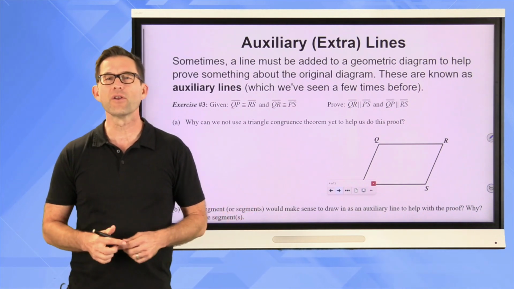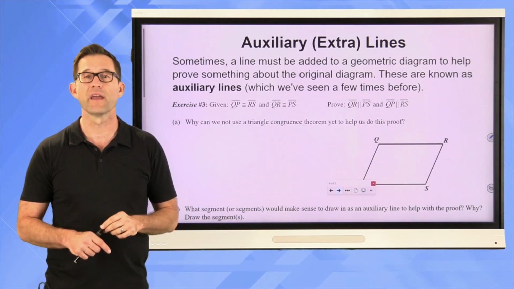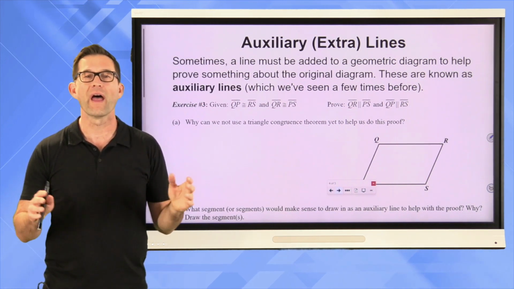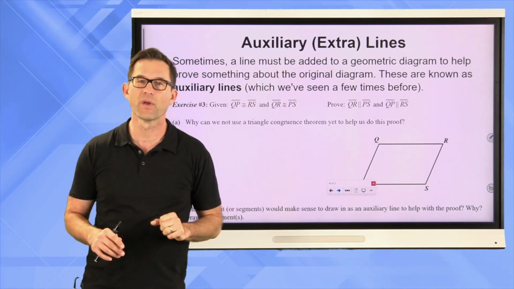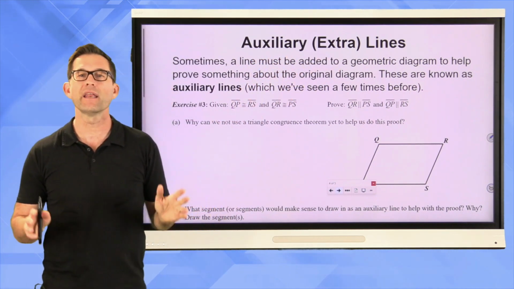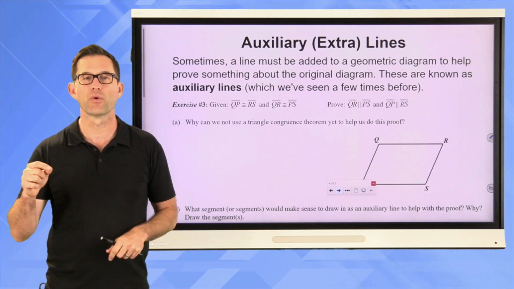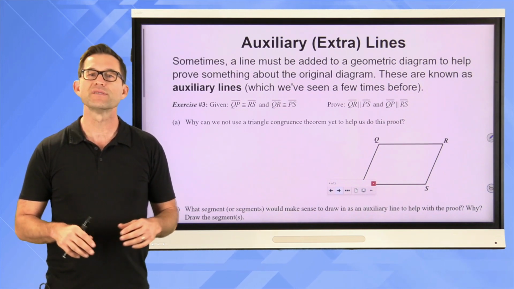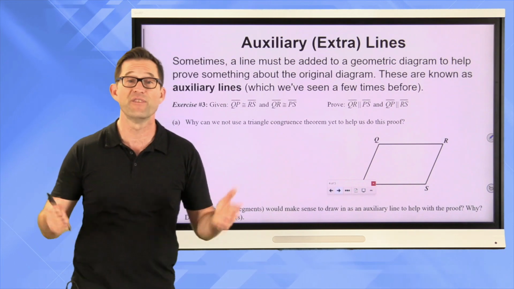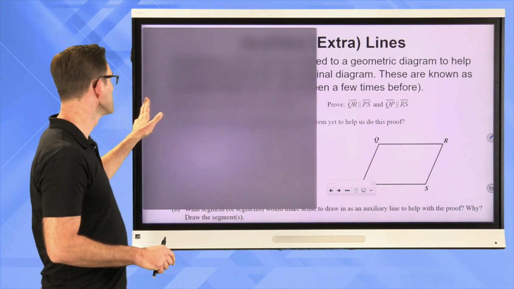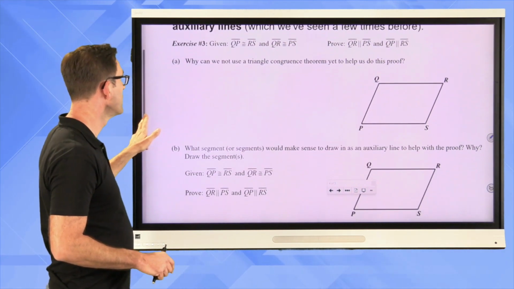All right, so the final little piece is something that we've seen in many proofs so far: auxiliary lines, or extra lines. I think the Latin literally means helping lines. Sometimes a line must be added to a geometric diagram to help prove something about the original diagram. These are known as auxiliary lines, which we've seen a few times before. I think this might be like the 5th or 6th time that we've seen them. So these aren't brand new.